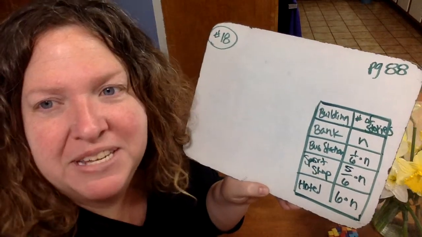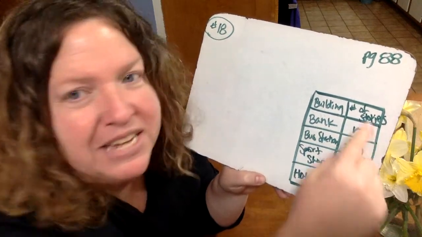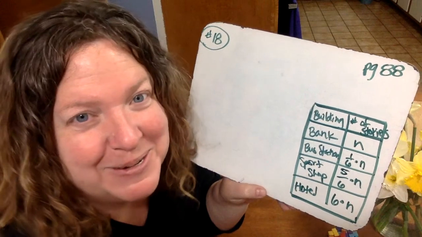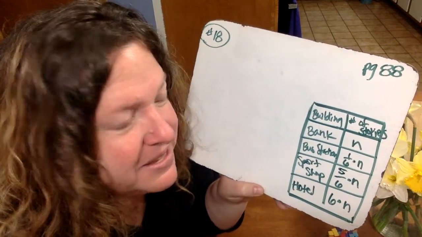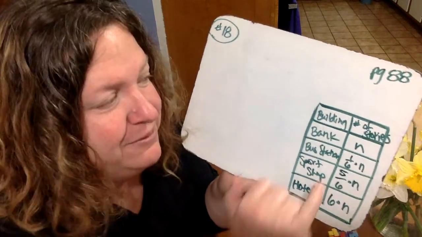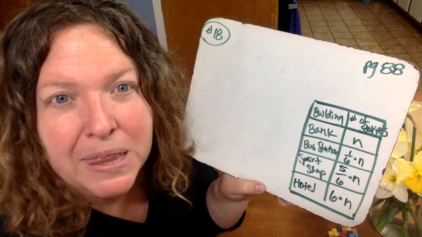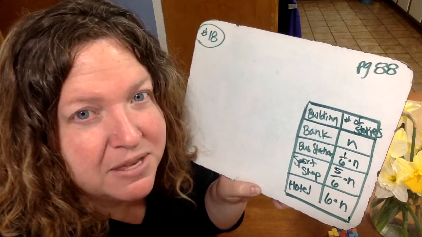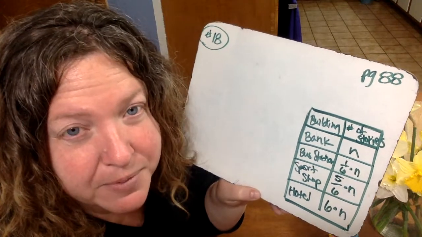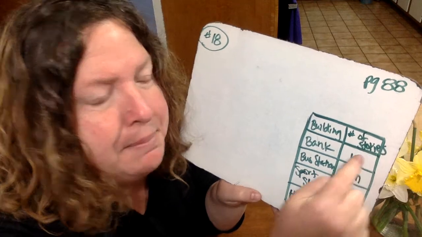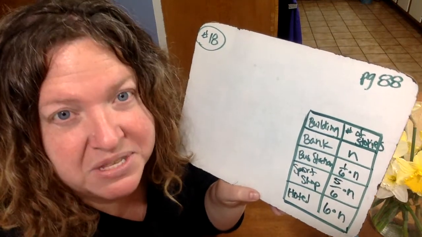Okay, this is the last one we're going to do together today. This is number 18, and it gives us a table to look at of the heights of buildings. Now, this is tricky because it doesn't actually tell us what the actual heights are. In fact, it gives us a variable, a letter. In math, remember, letters just mean something that we don't know. It means a number, it's just a mystery number. We don't know what it is. So it tells us that the bank is a mystery height, and they're using the letter N.